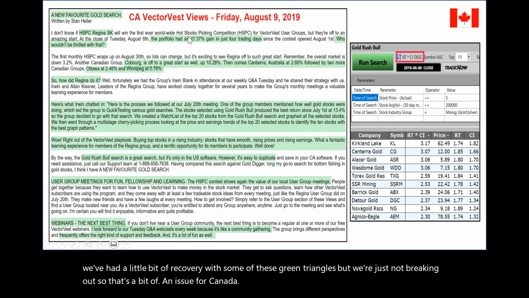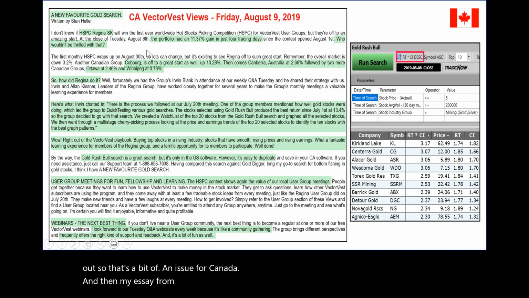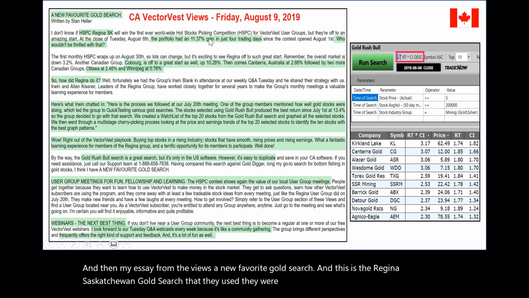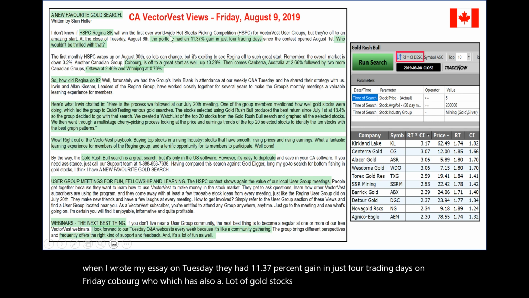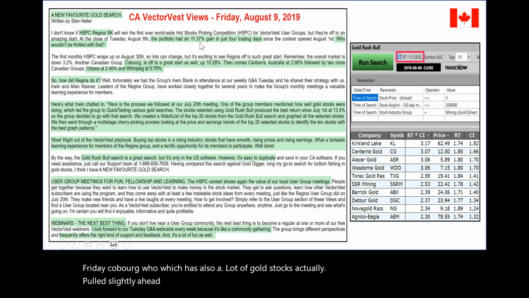And then my essay from the views, a new favorite gold search, and this is the Regina, Saskatchewan gold search that they used. They were leading the hot stocks picking competition when I wrote my essay on Tuesday. They had an 11.37% gain in just 4 trading days. On Friday, Coburg, which also has a lot of gold stocks, actually pulled slightly ahead of Regina.